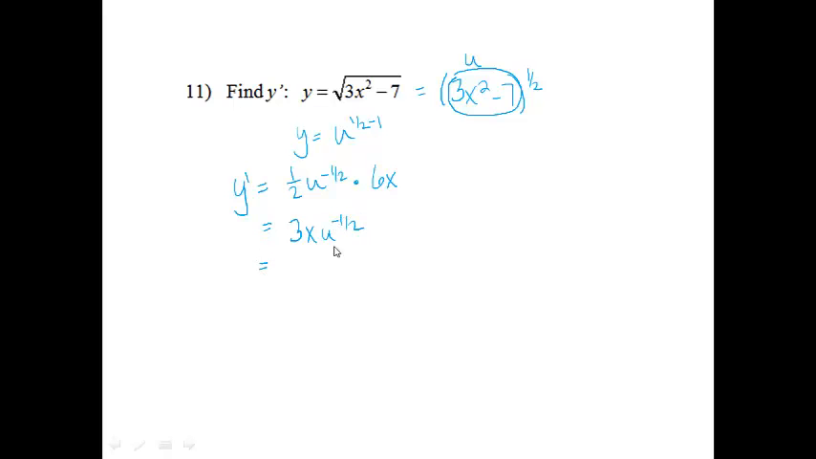And then from here, since this is a negative power, we'll move it back down to the denominator. And then a couple more things I can do. u to the 1/2 would be the same thing as the square root of u. And then my last step will be putting that u back in. So it'd be 3x divided by the square root of 3x squared minus 7.